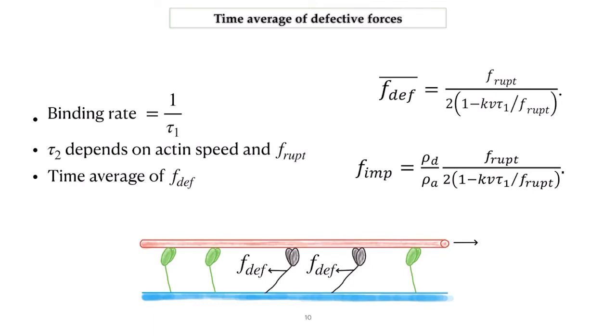The binding rate is expressed as 1 over tau 1, and the duration that the defective myosin binds to the actin filament, which is tau 2, depends on the speed of the actin filament, the rupture force, and the spring constant. We then took the time average of friction forces generated by defective myosins as governed by this equation.